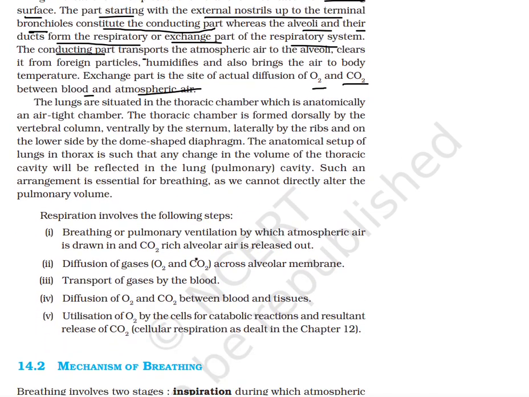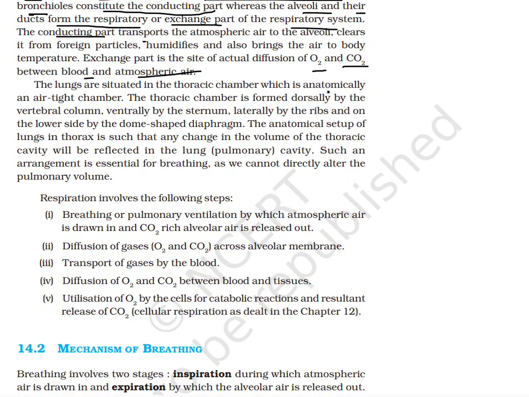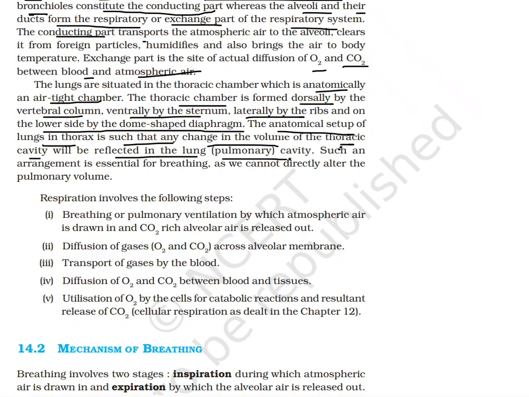The lungs are situated in the thoracic chamber, which is anatomically an airtight chamber. The thoracic chamber is formed dorsally by the vertebral column, ventrally by the sternum, laterally by the ribs, and on the lower side by the dome-shaped diaphragm. The anatomical setup of lungs in the thorax is such that any change in the volume of the thoracic cavity will be reflected in the lung pulmonary cavity.